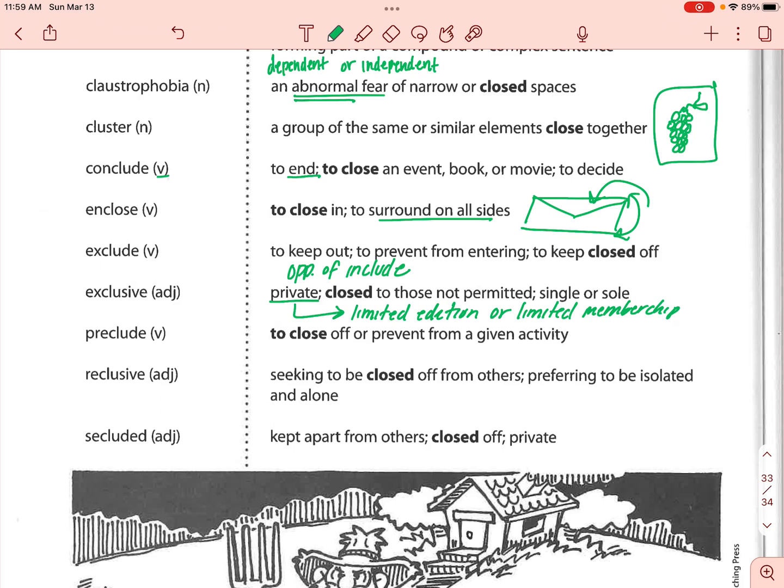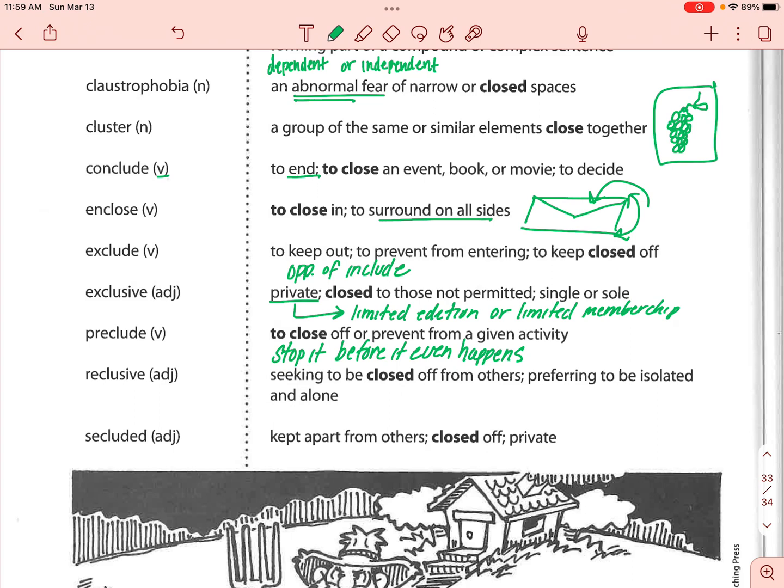And the next word here is preclude. Preclude is to close off or prevent from a given action. So this basically means like you stop it before it even happens. So you basically see like this is going to end up happening. So you're like, nope, not going to happen.